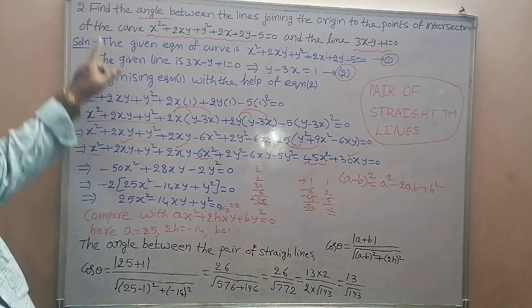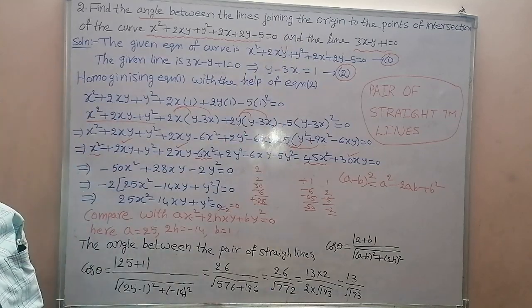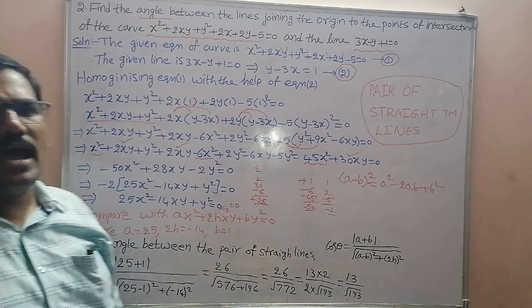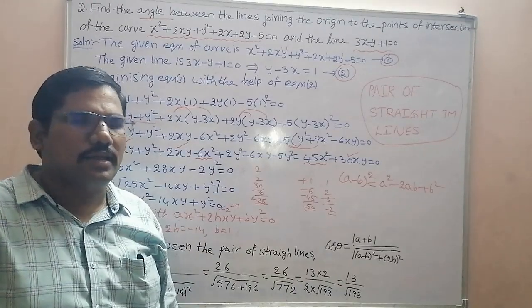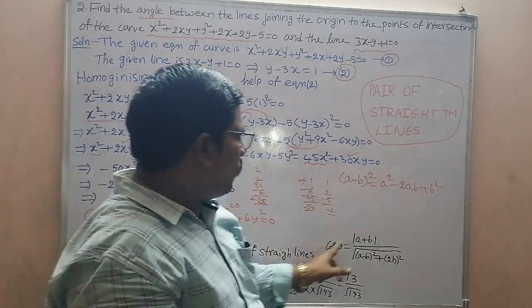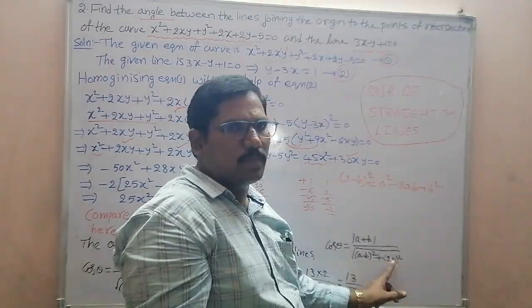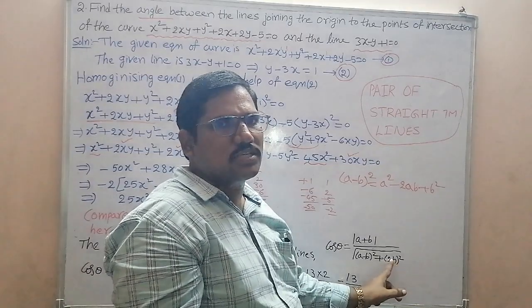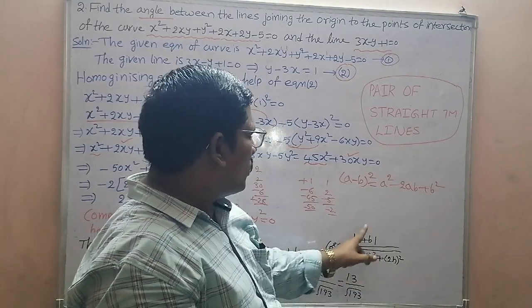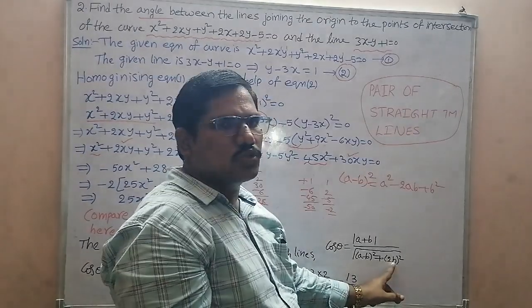Next, find the angle between the lines joining the origin to the points of intersection of the curve and the line. We want to find the angle between the pair of straight lines. That angle is given by cos theta equal to modulus of a plus b divided by square root of a minus b whole square plus 2h whole square.